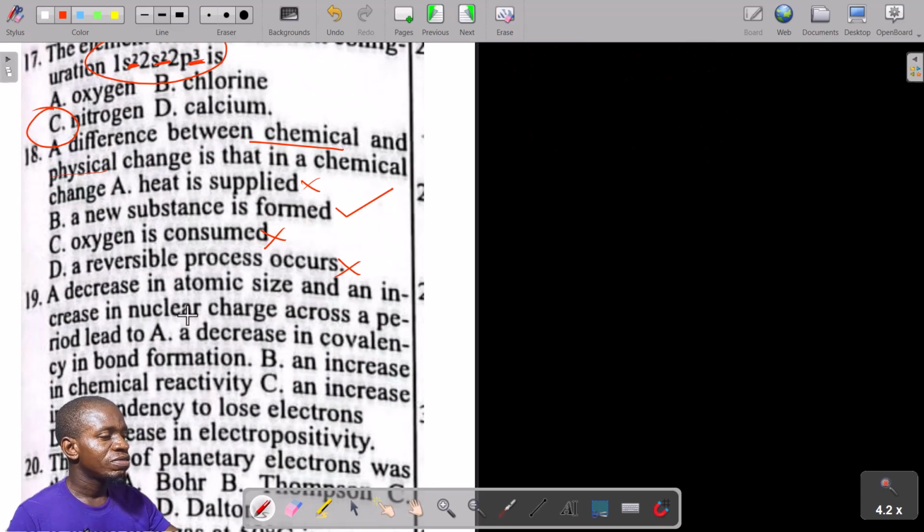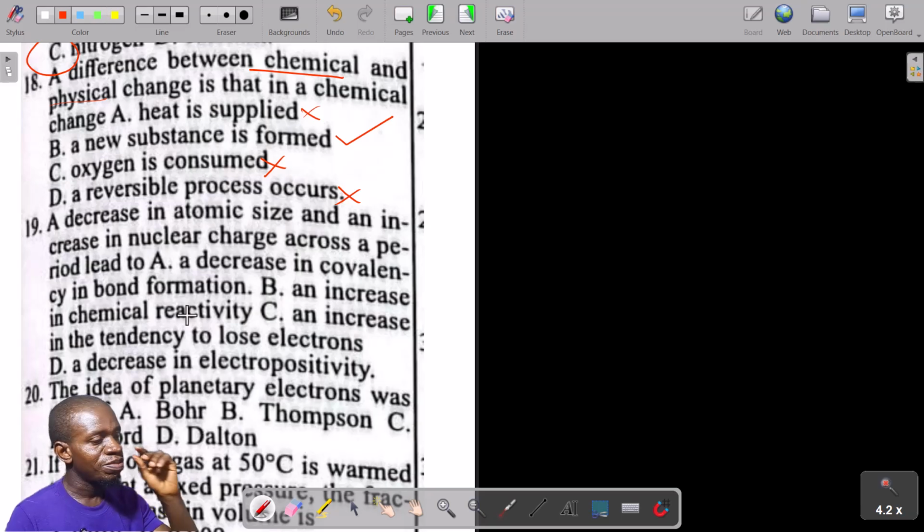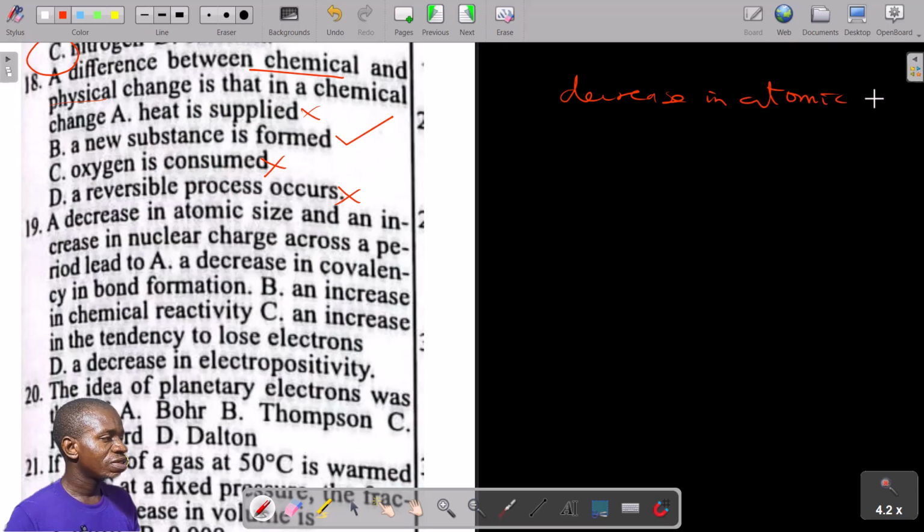All right. The next one that we're going to have is this. Now, please pay attention to this question. Question number 19 says, a decrease in atomic size and an increase in nuclear charge. They say the atomic size is decreasing, so a decrease in atomic size and an increase in nuclear charge. Pay attention to this.